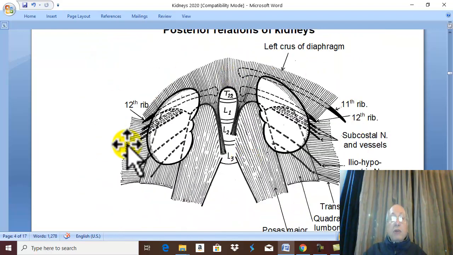To the posterior relations: to the diaphragm, psoas major, quadratus lumborum, and transversus abdominis, or the structures separating the kidney from these muscles, to the subcostal nerve or vessels, to the iliohypogastric or ilioinguinal nerves.